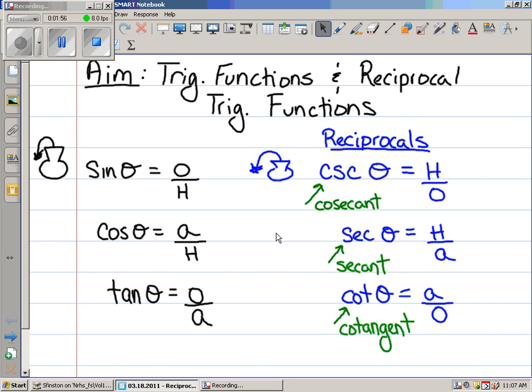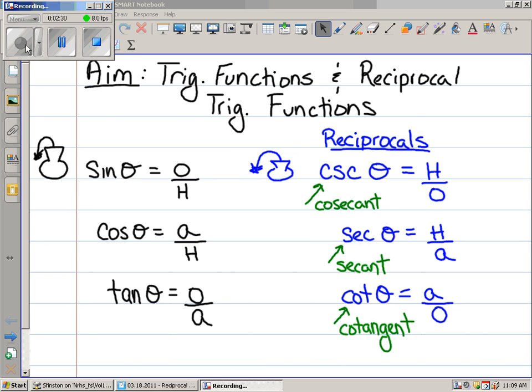Like for me, how I remember it: no two cos go together. Sine and cosecant. There's no two cos. Cosine and secant. Because the natural tendency for people is to think that cosecant goes with cosine. No, no, no. Tangent, cotangent. No two cos go together. That helps me memorize this list. Guys, we got that down?